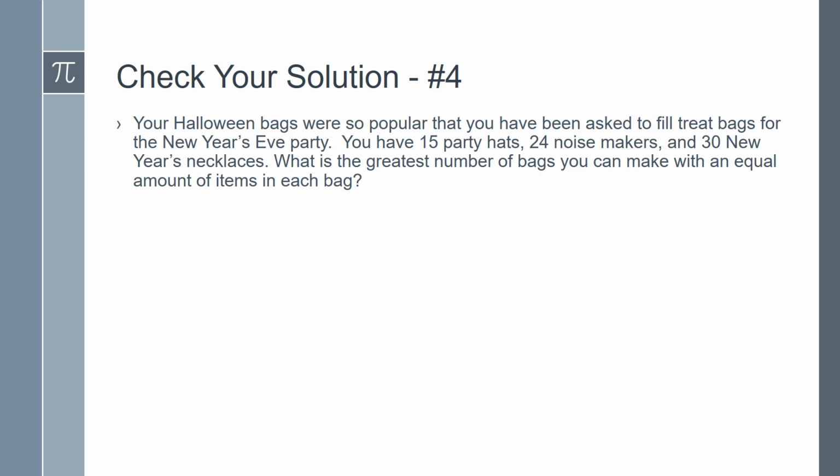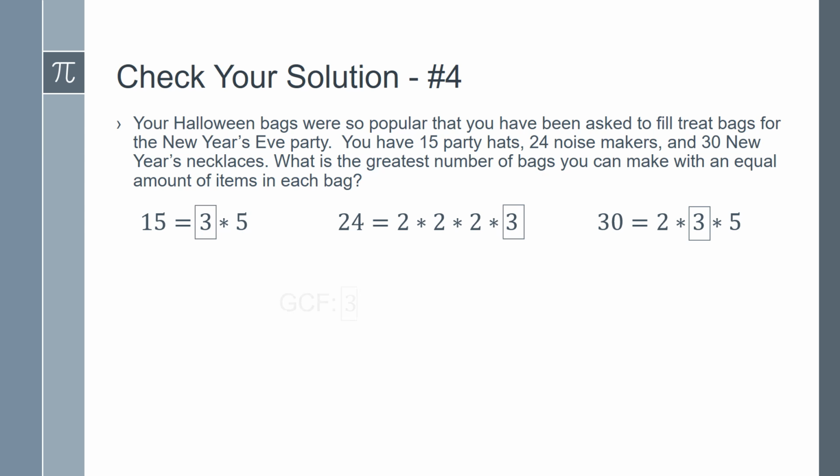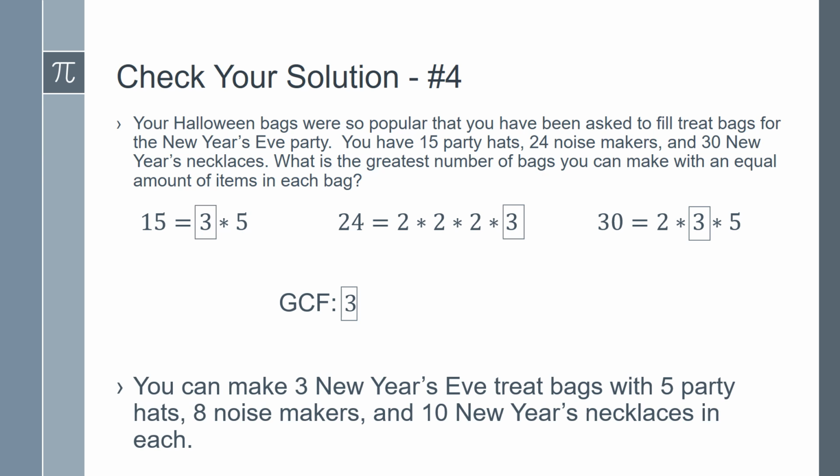Once we write down the prime factorizations, we can look to see what is in common between the three numbers. In this case, the only factor that is in common between all three is 3. So the GCF is 3. You can make 3 New Year's Eve treat bags with 5 party hats, 8 noisemakers and 10 New Year's necklaces in each treat bag.